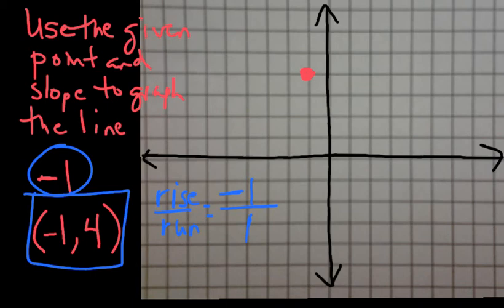So that's exactly what we're going to do. We're going to go down 1, over 1, and make this point right here. And that is where we're going to draw our line, through those 2 points. If you have 2 points, you can draw a line. So you draw your line, and now you did what it said. You used the given point and the slope to graph the line. Wonderful.